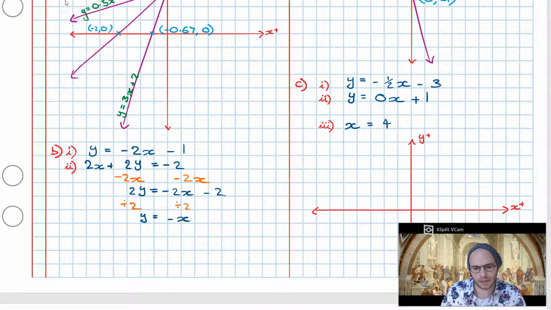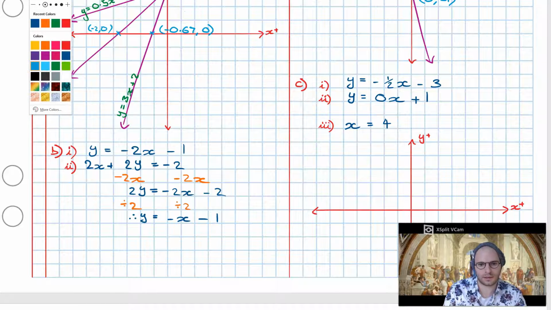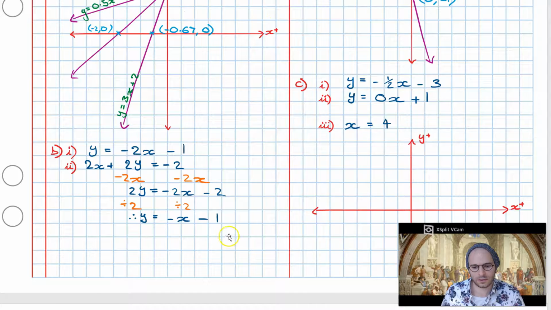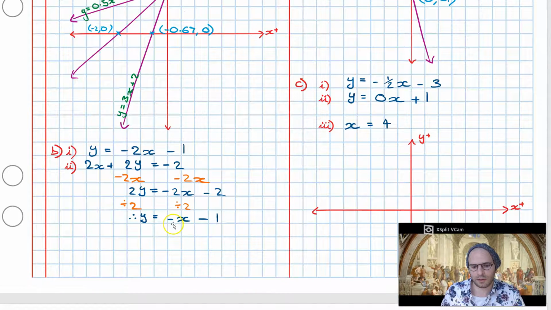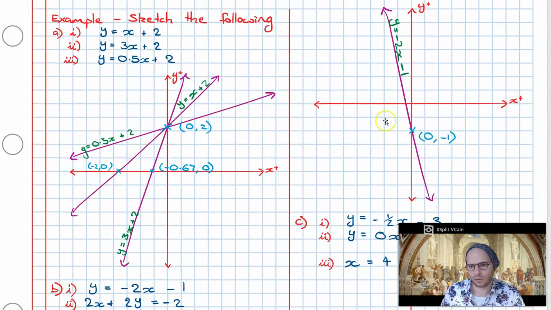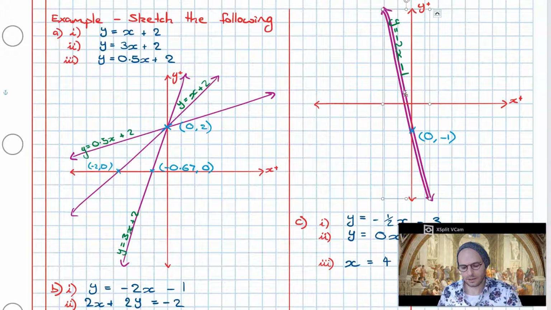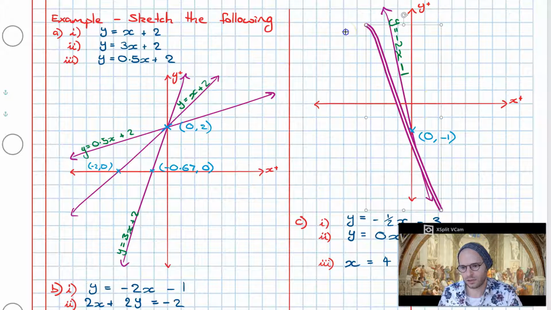This will yield y equals minus x minus 1. Okay, this is now the linear relationship that we want to sketch. Looking at it, what we find is that our intercept itself is at -1 again, so it's going to cut through this point, and we have a gradient of -1.